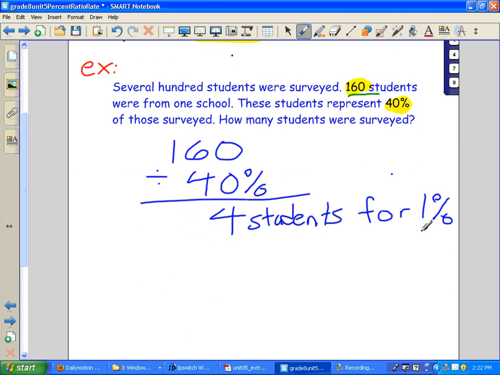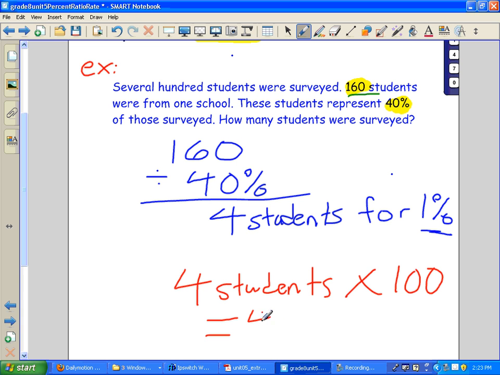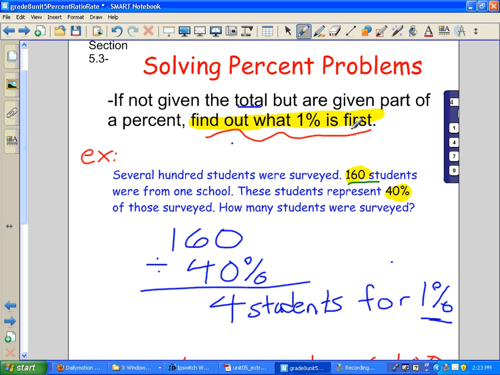So how many percent of the students do I want? Well, I actually want 100% of my students. I want to know all of them. So I will have to multiply my 4 students times 100, and that'll give me 400 students in the surveyed population. So that's always what you're trying to do. You're always trying to find out what 1% is by taking the total and dividing it by the percent, and then timesing it by 100.